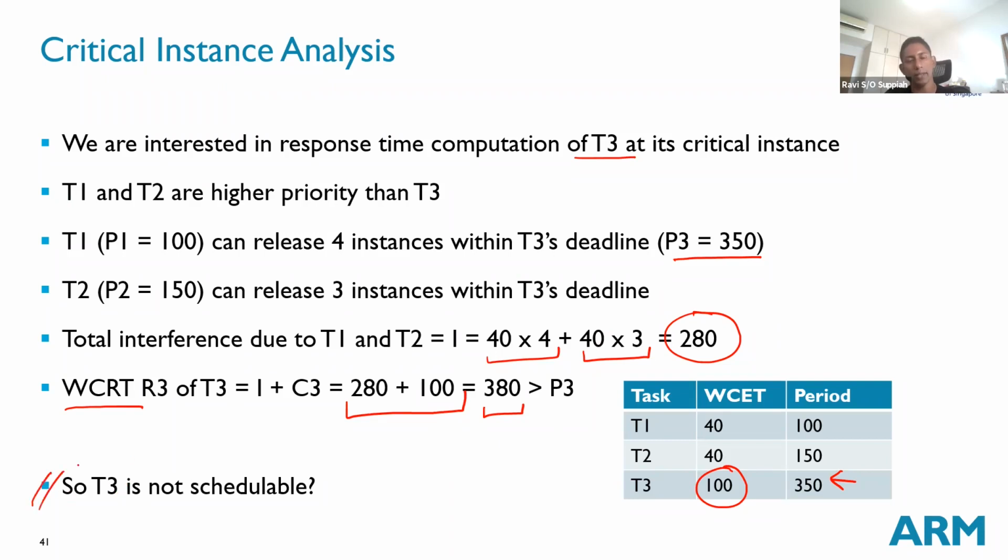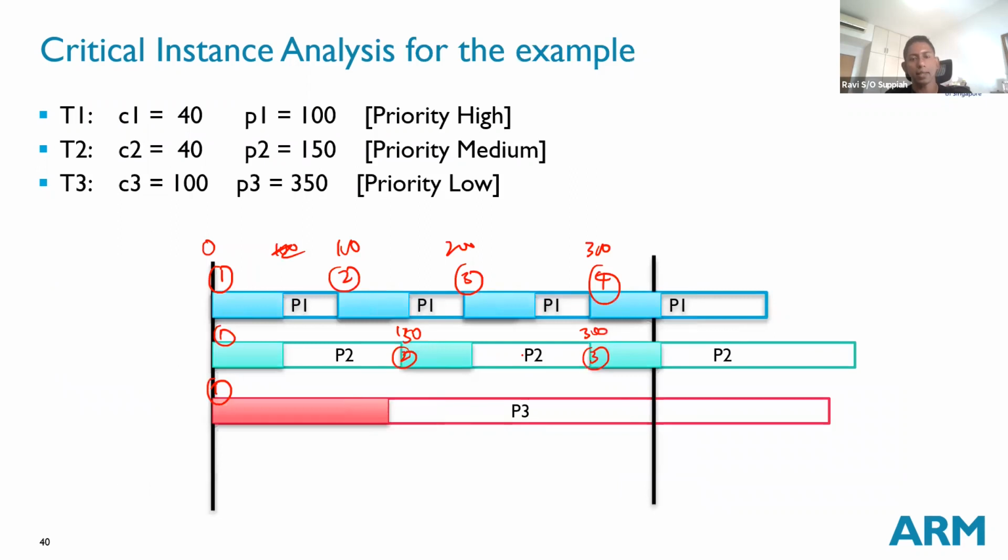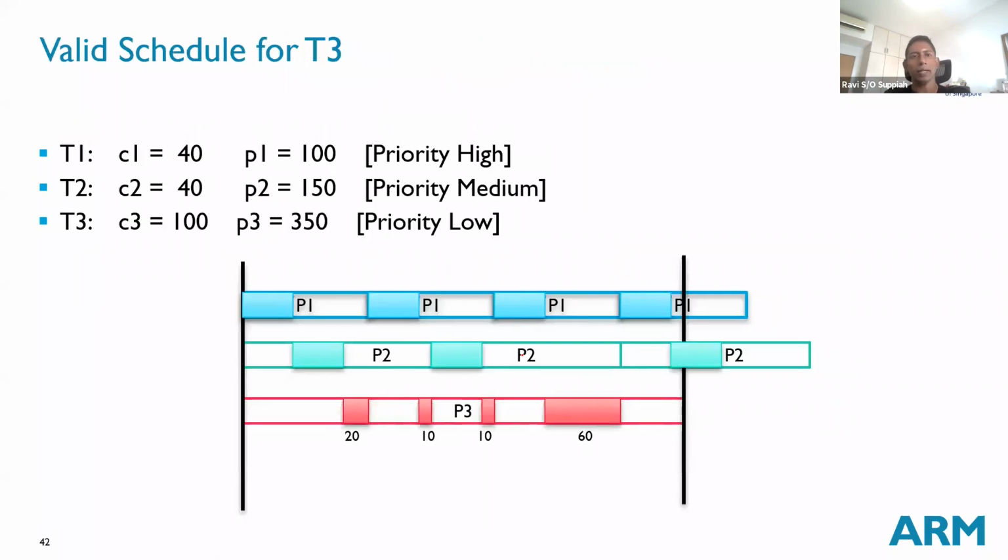But is it really not schedulable? Or is there something else that we can look at? That is where we need to look at a more practical schedule for task 3. Why? Because when we did this analysis just now, we just looked at how many instances of each task were released into the system. But a more practical approach would be looking at all the instances of time where the CPU was actually free.